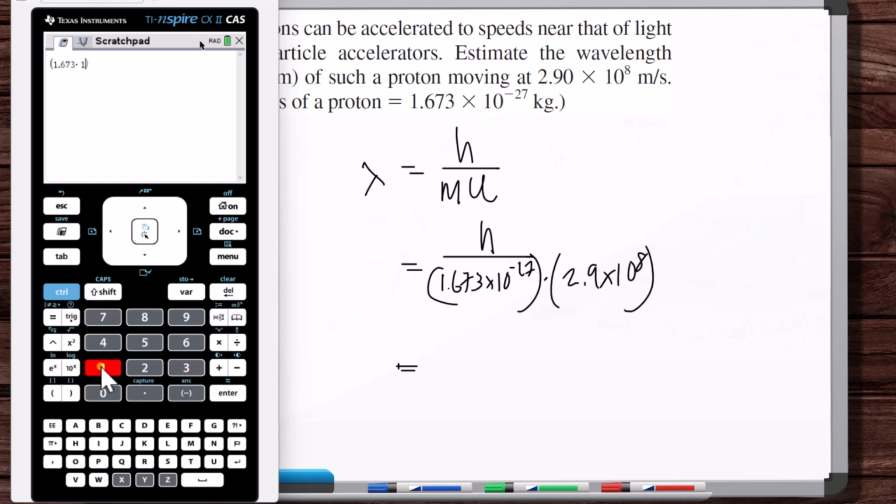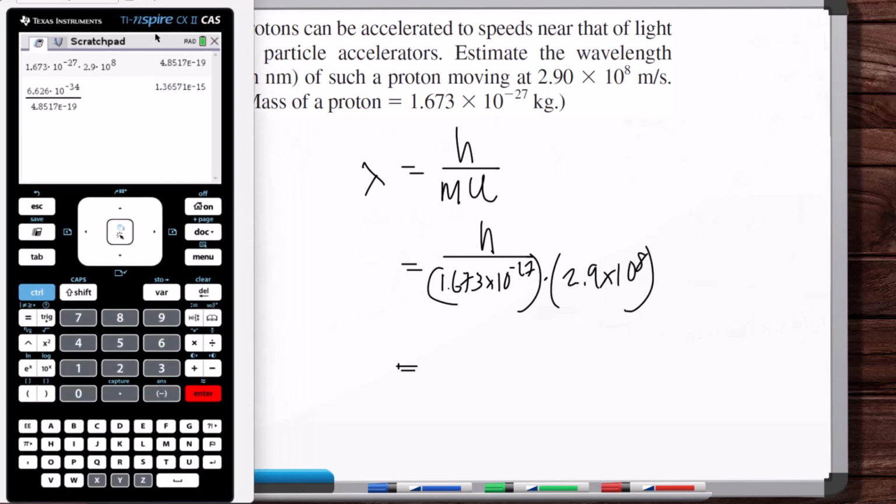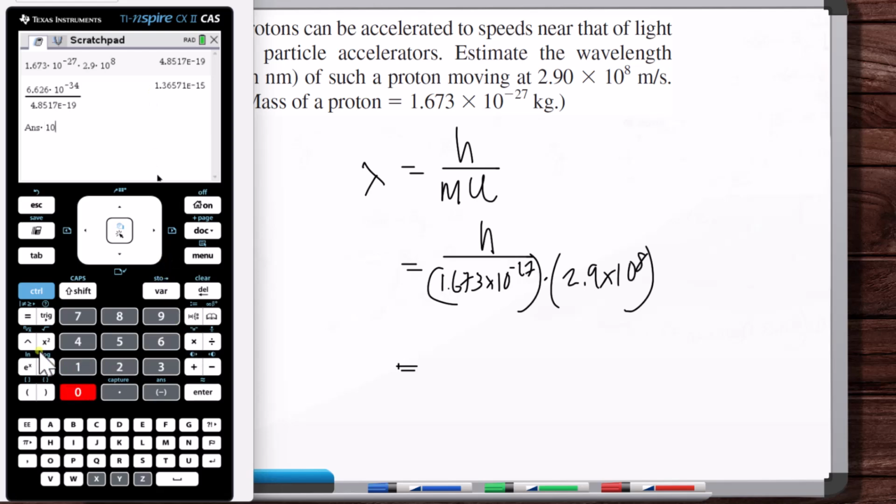So we've got 1.673 times 10 to the minus 27 times 2.9 times 10 to the 8th. Then 6.626 times 10 to the minus 34 divided by this. That's 1.37 times 10 to the minus 15, and they want this in nanometers, right? So times 10 to the 9th. So 1 times 10 to the minus 6 nanometers.